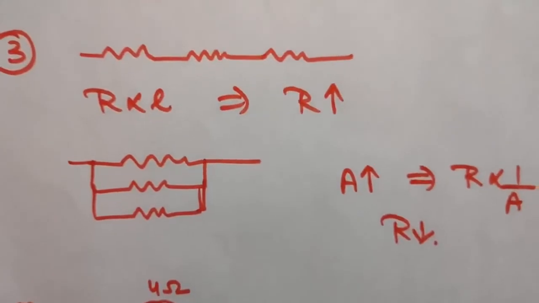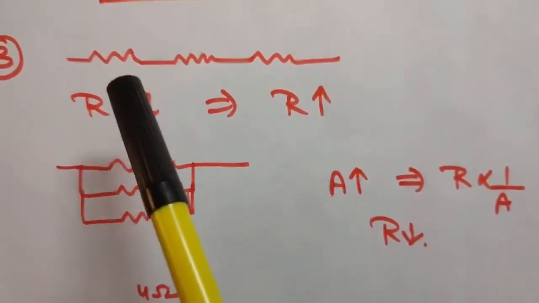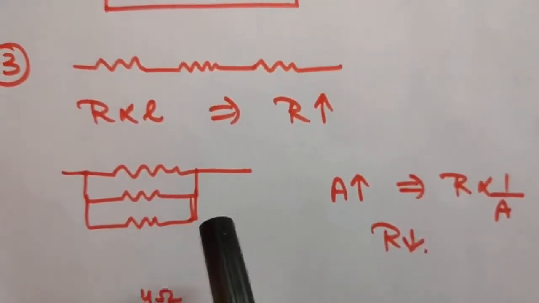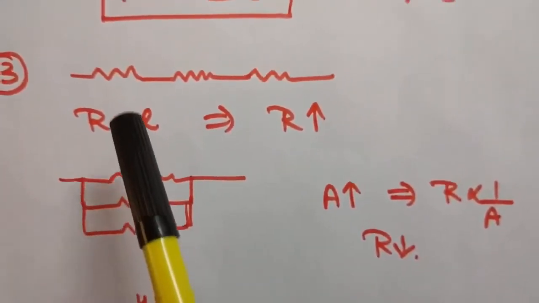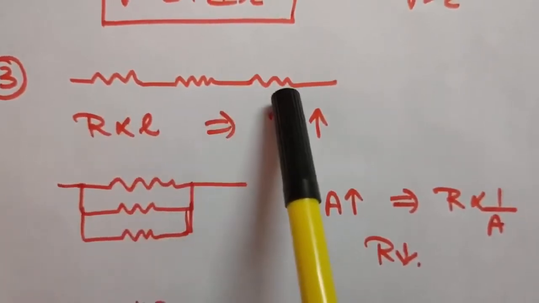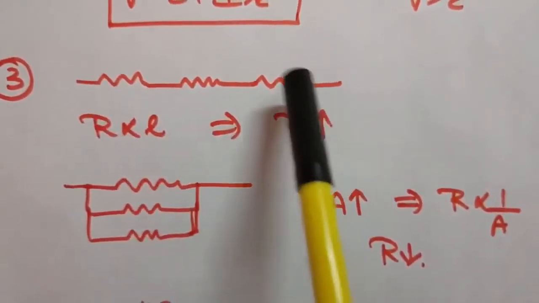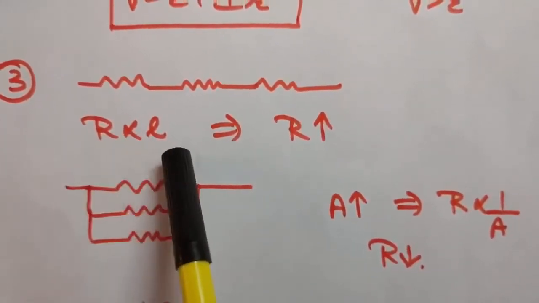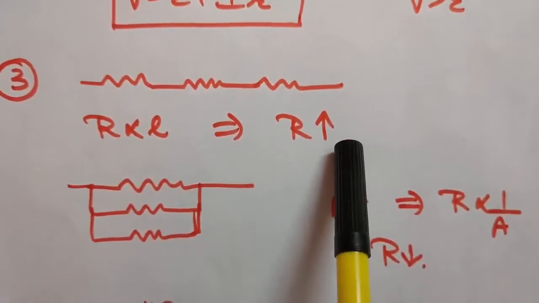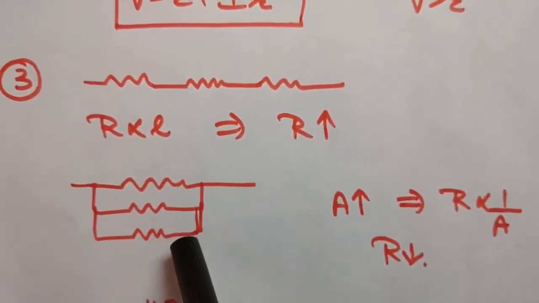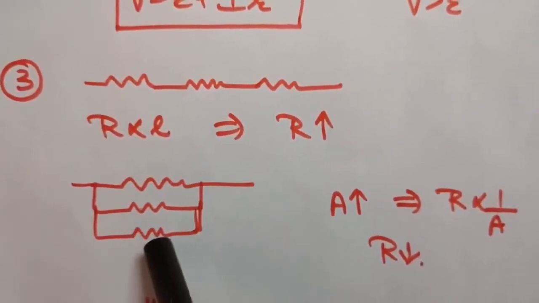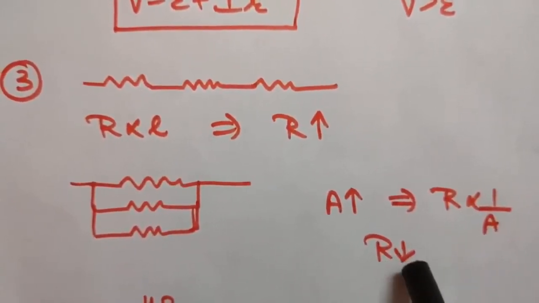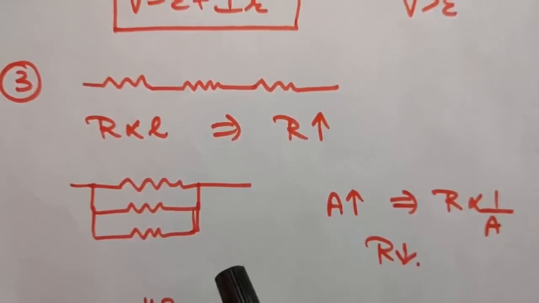Okay, so in the third question, when you connect resistances in series combination, the resistance is more, and for parallel combination, resistance is less. Why? Because as I have connected these three resistances in series, the overall length has increased. And as you know, resistance is directly proportional to length, therefore resistance is increased. For this parallel combination, the area is increasing. And as you know, resistance is inversely proportional to area, so therefore resistance is decreased in parallel combination and more in series combination.